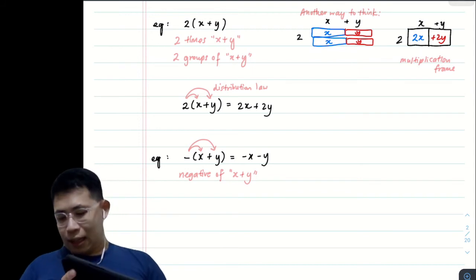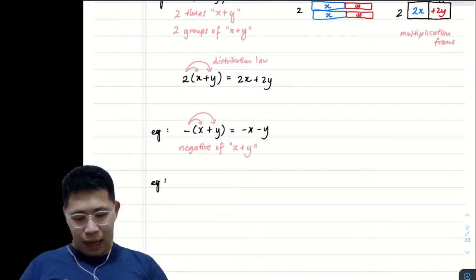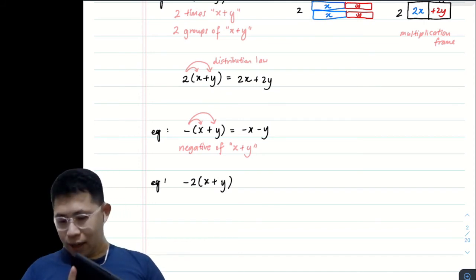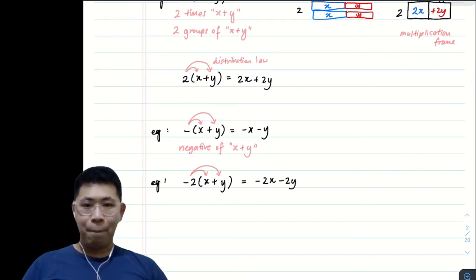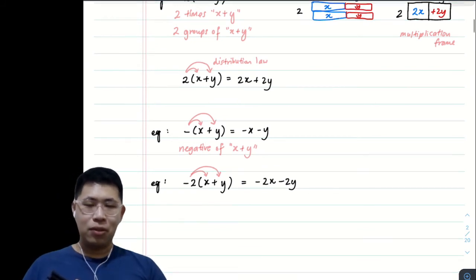Last but not least, the final example is negative 2 of x plus y. If we were to apply the distribution law, we have negative 2 times x, negative 2 times y. So here we are going to get negative 2x, and negative 2 times y will be negative 2y. So this is the 3 main examples of your expansion.